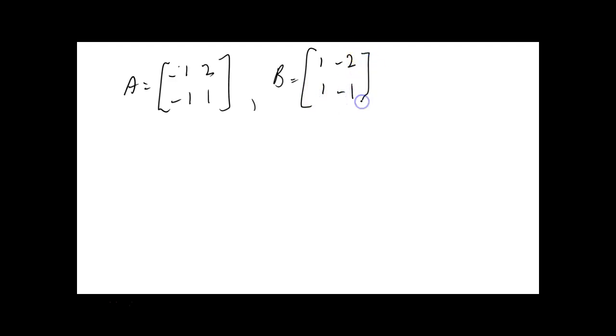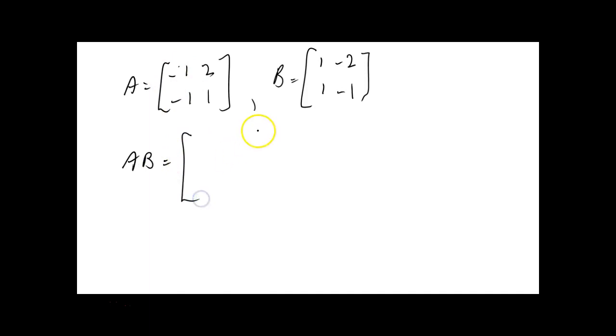Here is A: negative 1, 2, negative 1, 1. Here's B: 1, negative 2, 1, negative 1. What it says to do is show that B is the inverse of A. How could you do that? What's the definition for it being an inverse? A has an inverse matrix B. What's the way to prove that? A times B. Let's do A times B and see what we get.